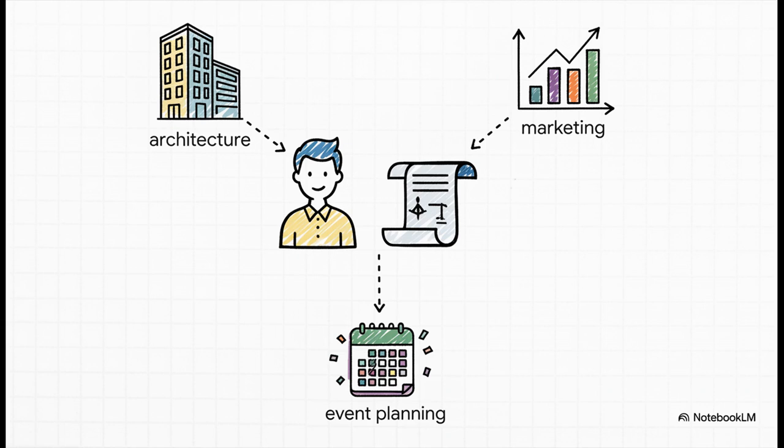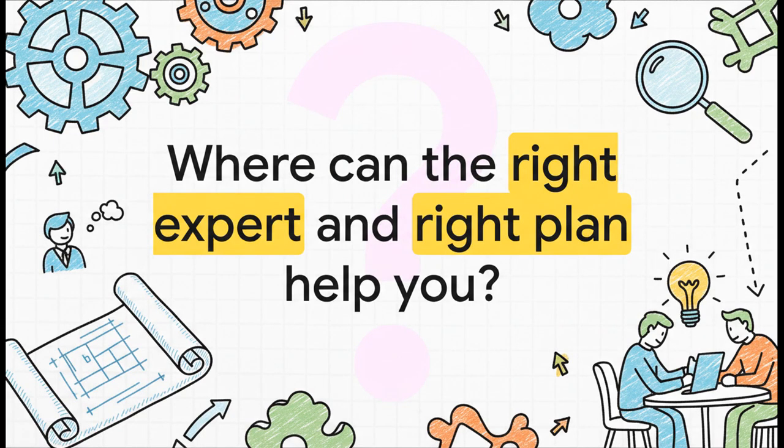It doesn't matter if you're launching a marketing campaign, designing a new building, or planning a huge event. The formula is exactly the same. Find the right expert and create the right plan before you start doing anything else. So, we'll leave you with this question to chew on. We've just walked through the blueprint for software, but where in your world, in your job, in your projects, could applying this simple rule of the right expert and the right plan make all the difference?